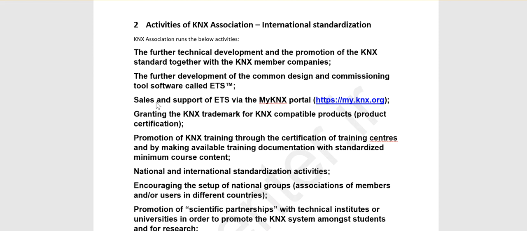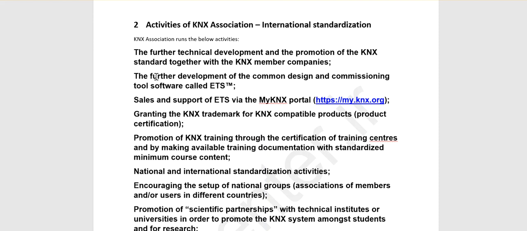Activities of the KNX Association, you can read it by yourself. There's not so much to deal with about it. First of all, the ETS, Engineering Tool System software, that is the software you are going to use to integrate KNX devices from different manufacturers, is made by the KNX Association. It's developed and supported by the KNX Association. If you have any questions, you can send your email to support@knx.org and they are going to reply to you, I hope so. So they sell these ETS and so on.